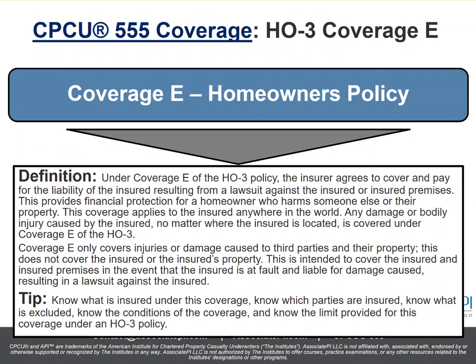So for coverage E, you got to know who's insured. It pays for the injuries of other people, third parties, not injuries incurred by the insured, which is an important distinction. Know what's excluded, know what the conditions are, and know what the limit is for coverage E of the homeowner's policy. Again, important coverage. Got to know this one.